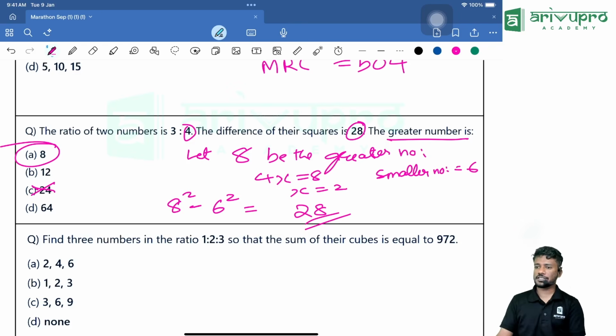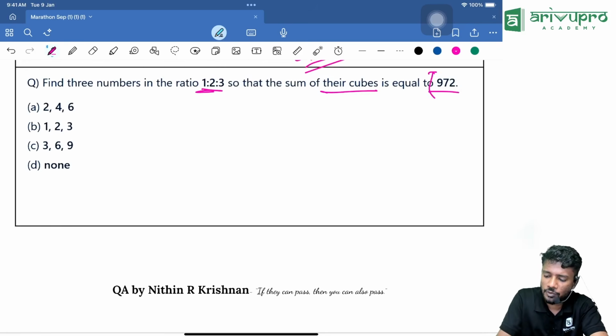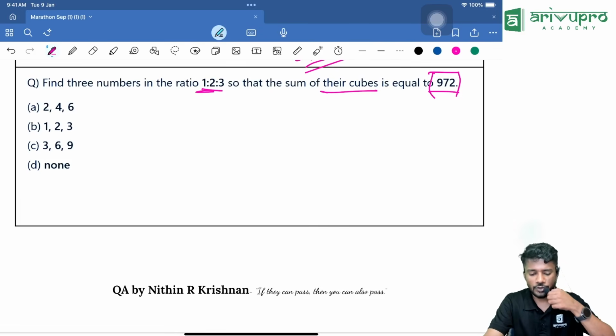You understood this? If one option is not given, we can option hit using the other option. Accordingly, we can always do it. It will save your time. Okay. Few more methods are there, but follow this. This is the easiest. Now, three numbers are in the ratio 1:2:3. The sum of their cube is 3972. How much is the answer? How to do this?